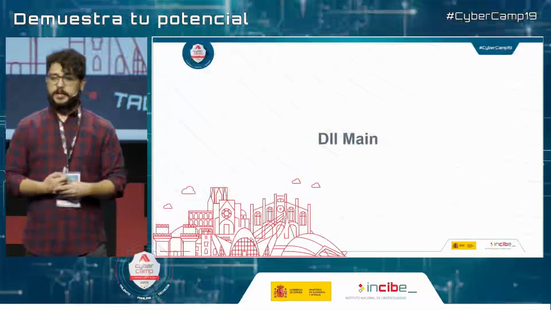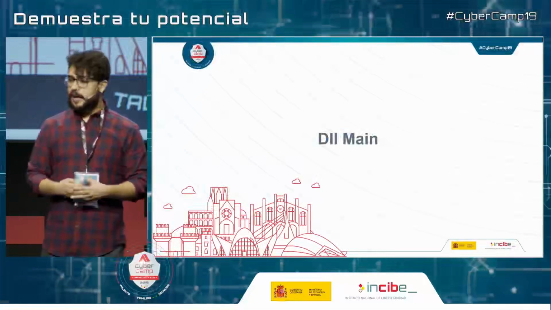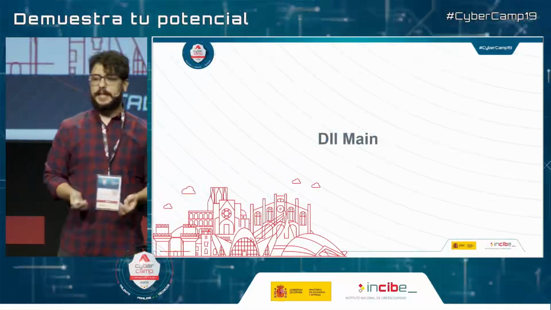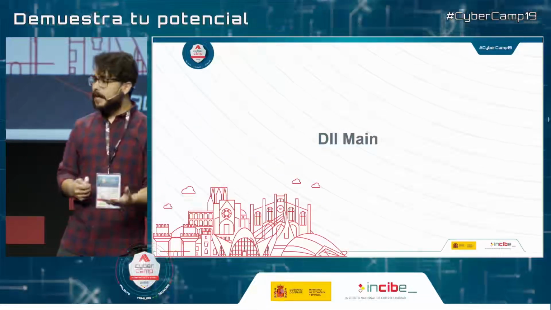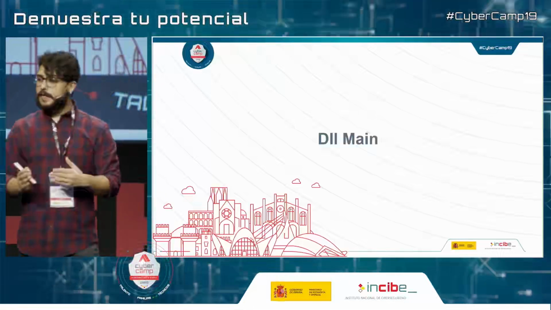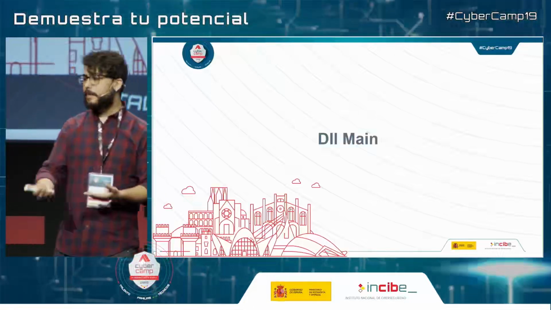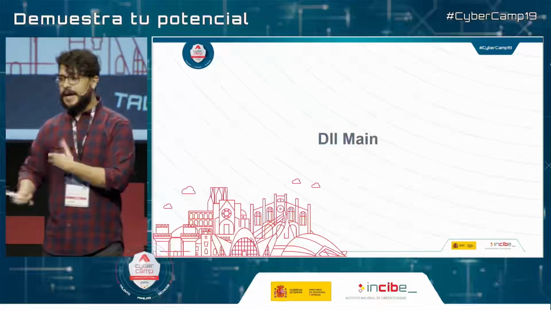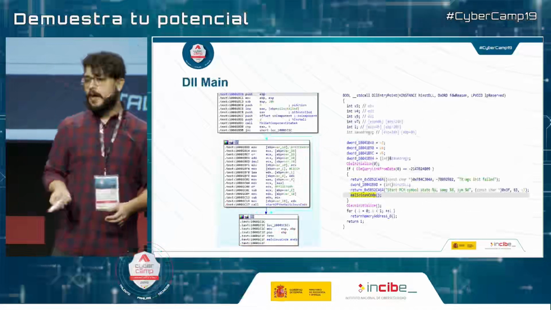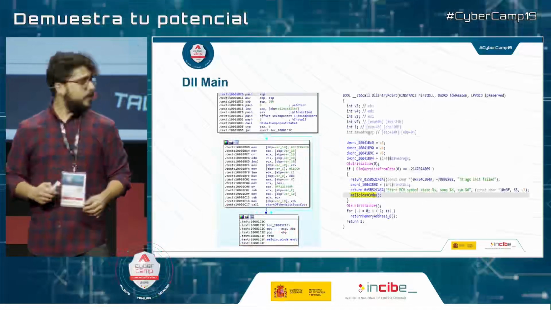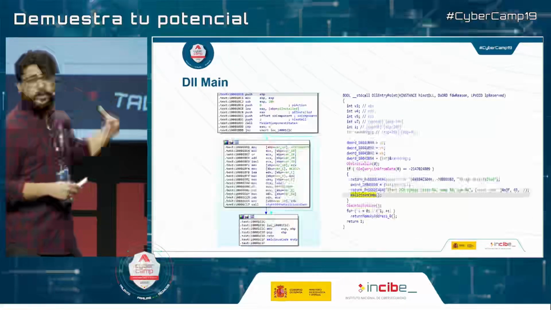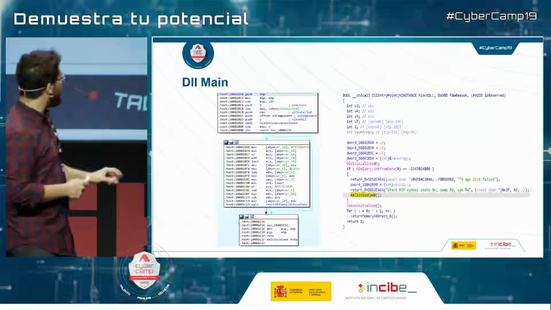So if it doesn't have the code, the exports, and the imports, where is the malicious code going to be? In the DllMain. Maybe some of you already know this, but this is the part of the code that is in charge of setting up the environment in order to potentially load some of the exports. This is what I saw when I inspected the DllMain. So here we can see a lot of code.